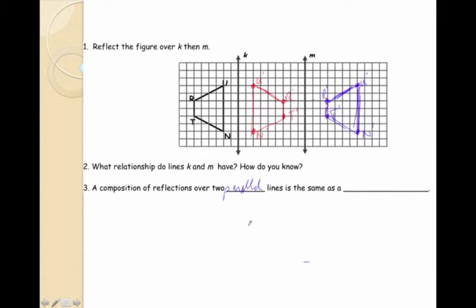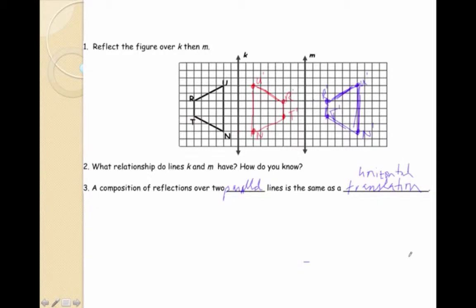If you look at the thing you started with, the trapezoid, and you go to T prime, R prime, U prime, N prime, it actually looks like we just moved it over. So it actually looks just like a translation, like we just shifted it. So it's really a translation, and not even a particularly interesting one because it didn't even go up or down. So it's really just a horizontal translation.